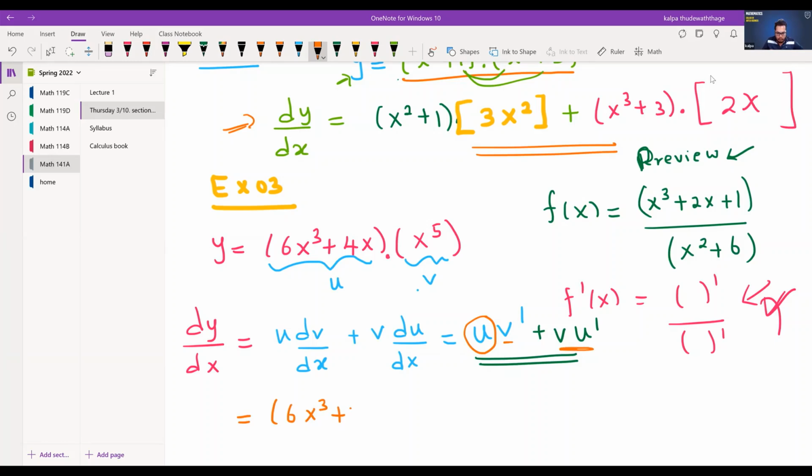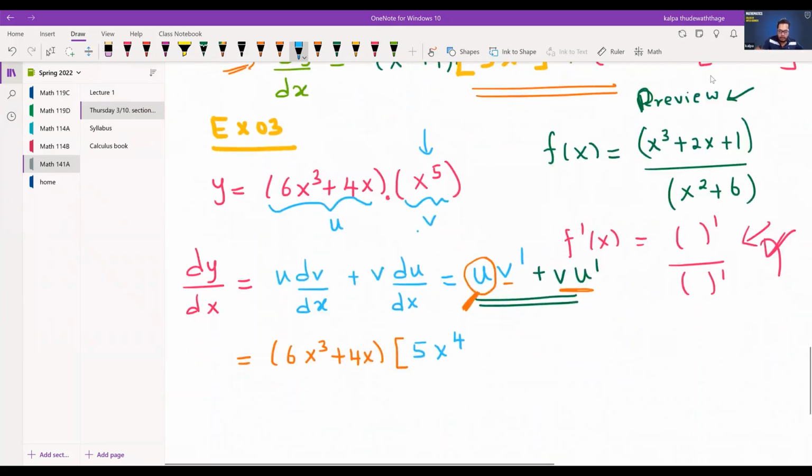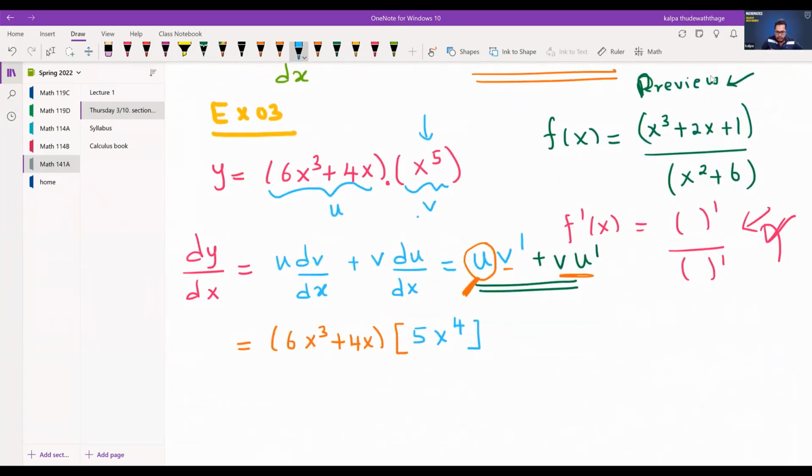6x³, 4x. Yeah, I just write it as it is, u. And I need to take the derivative of the other one, which is x⁵. From the power rule, 5x⁴. Okay, I'm done with the first part, but I'm not done yet. I have to add something.